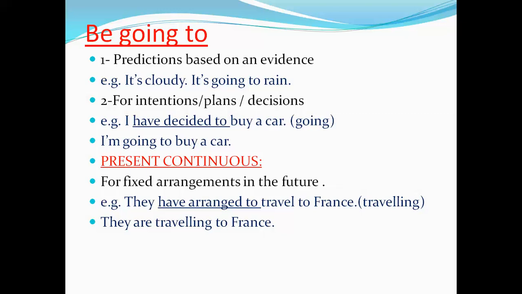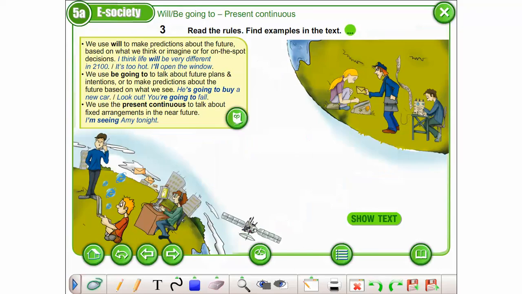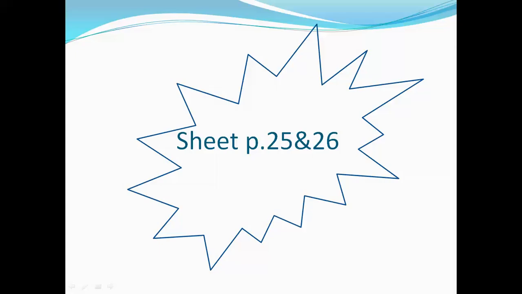Now, let's move to the student book page 51 and you can find how to use will, be going to, and the present continuous tense. Back to your sheets, page 25 and 26 to answer the questions.